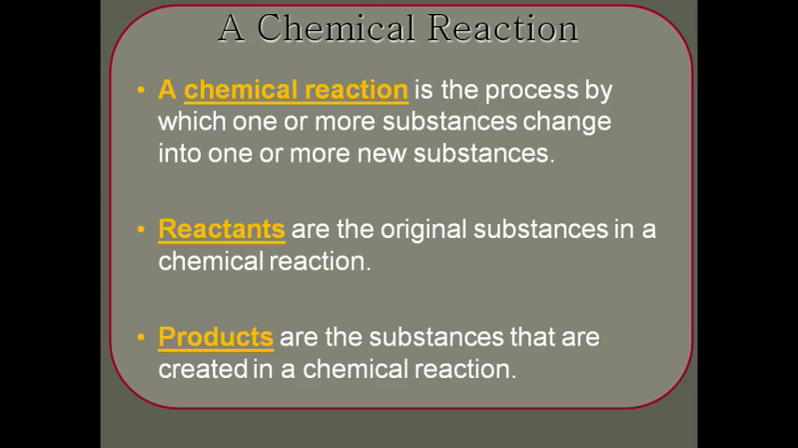If we think back to Chapter 5, we looked at taking sodium, a silvery white solid, combining it with chlorine, which is a yellow-colored gas. Those would be our reactants. We combine them together. We make a white crystalline solid known as sodium chloride, which would be our product.